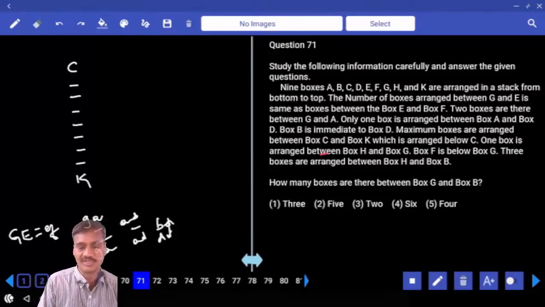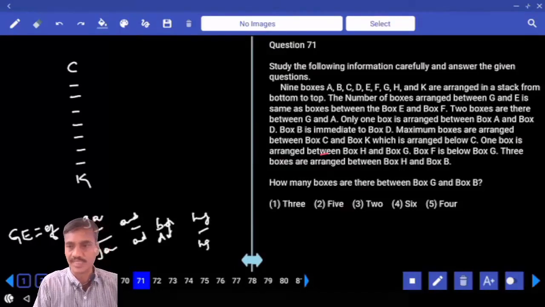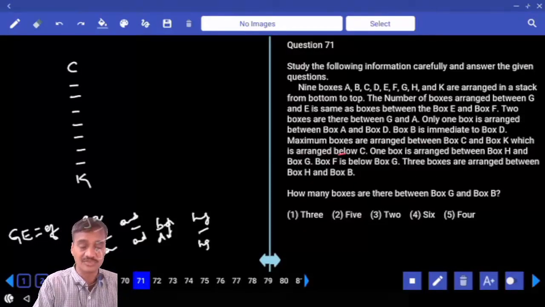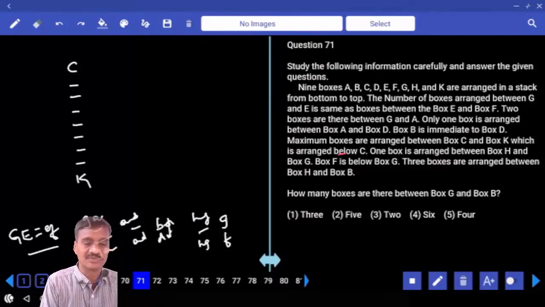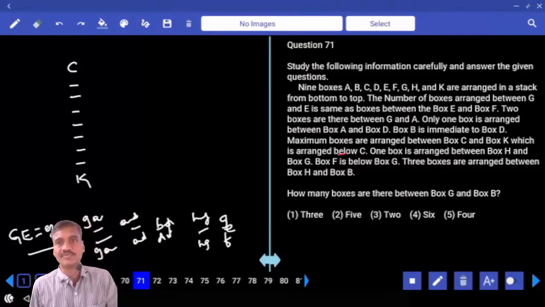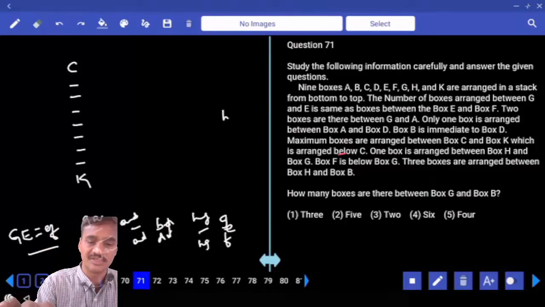And 1 box is between H and G. Now in between H and G, there must be exactly 1 box. And next one, F is below G. Now F is below G, hence E is above G, because E must be exactly in between G and F. Hence GEF is the order. And 3 boxes are in between H and B. There must be exactly 3 in between H and B.